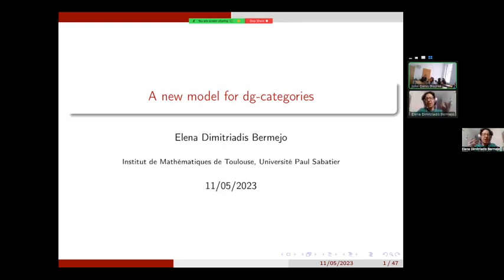So DG categories have been used in algebraic geometry a lot for quite a few years now. But of course, like everything else, they're not perfect. They have their issues. One of the bigger issues is that they have a model structure and they have a monoidal structure, but the two of them are not compatible. So in recent years, people have been trying to find different ways of getting around this problem. And one of them is finding a new model for DG categories.